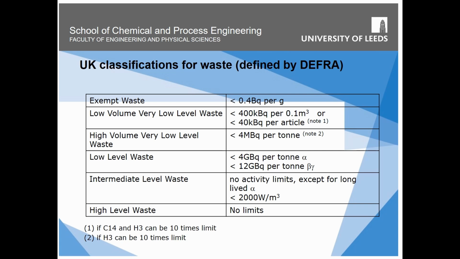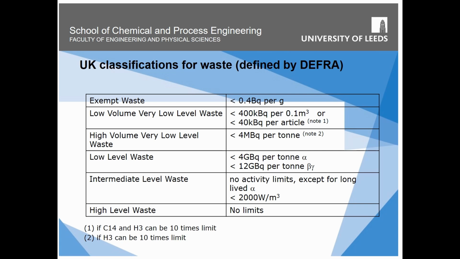The main thing is for long-lived alpha, and really that's just a badge for actinides. So things like plutonium, neptunium, americium, curium. So we don't really want a lot of those in the intermediate level waste, because the way that we treat it is not suitable for those. And also heat generation, we want to keep relatively low. It's got to be less than 2 kilowatts per meter cubed, because we tend to treat intermediate level waste by using cementation, therefore we don't want to get too hot.